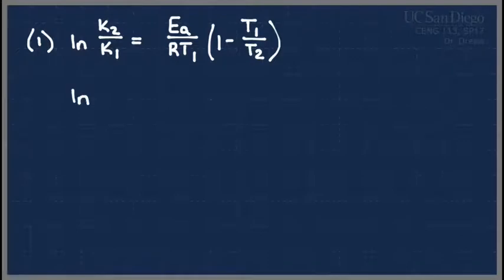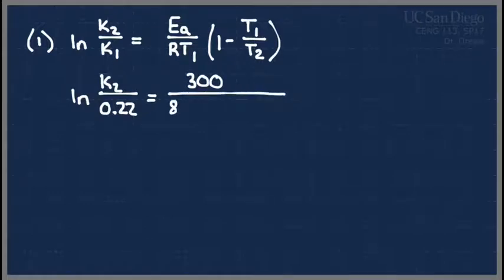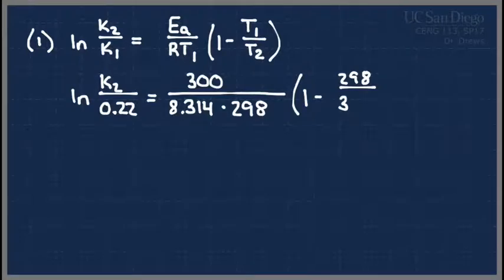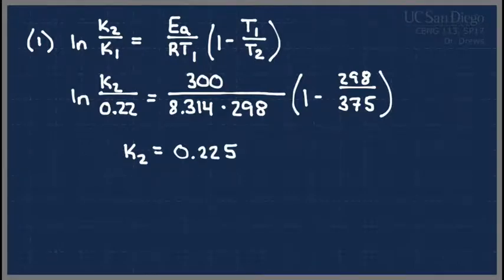So if we wanted to plug in the numbers that we've got here, we're essentially trying to find k2 given k1. The original k1 was listed as 0.22. We were also given an activation energy of 300 joules per mole. That gets divided by our friend the gas constant times T1, which was originally 298, times 1 minus 298 over the new temperature, which is 375. Assuming I did the math correctly, please check me: 0.2255. The units don't change, liters per mole second.